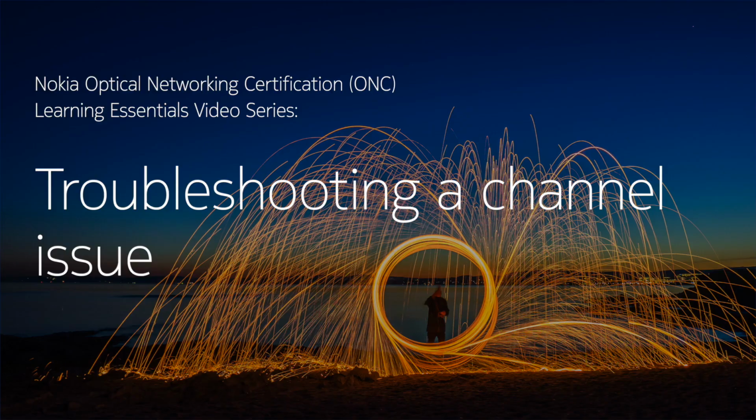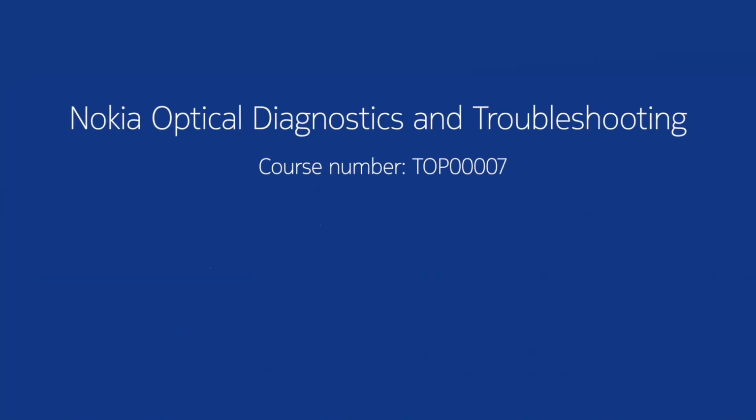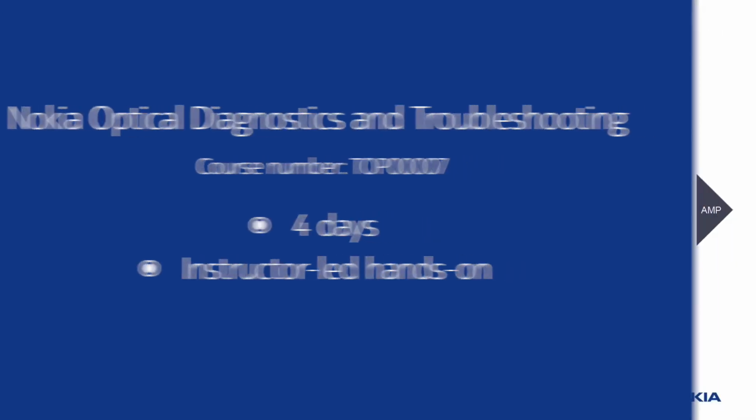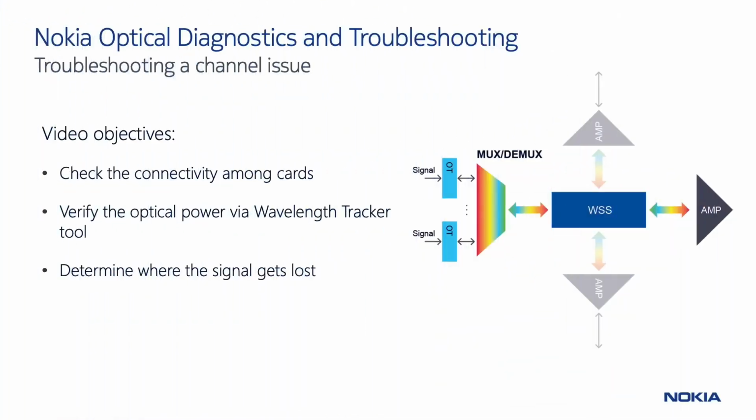In this video, we'll show you how to troubleshoot a channel. This video has been created based on the Nokia Optical Diagnostics and Troubleshooting course. Today, we'll troubleshoot a physical channel issue by analyzing the node alarms, the optical power levels, and by confirming the problem with a wavelength tracker view of the impacted channel.